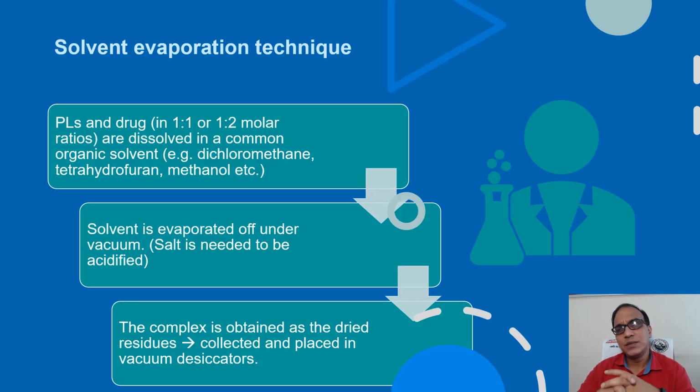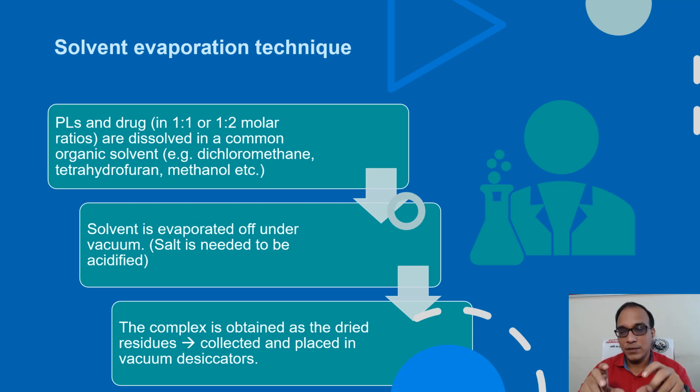Now let's take the most widely used technique, that is the solvent evaporation technique. As far as I am concerned, I have been using this technique, as I have been engaged in phytosome development for the last 12 years. I have used it particularly because it is a very simple technique you can employ in your laboratories. What you are going to do in this method: phospholipids and the drug are taken in some molar ratio, 1:1 or 1:2. They are dissolved in a common organic solvent like dichloromethane, tetrahydrofuran, methanol, etc.